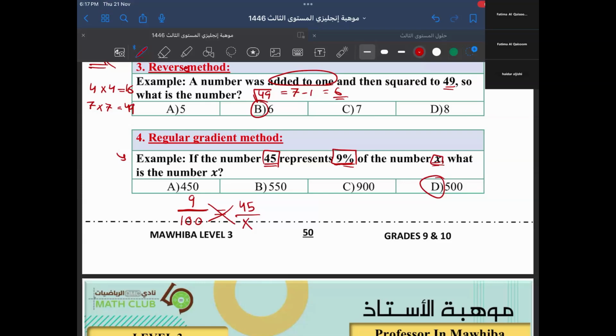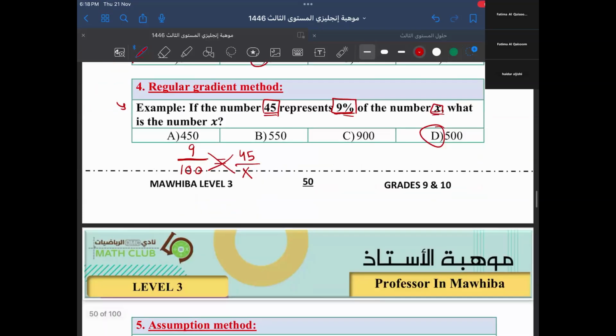Do you get it? Yes, thank you. You're welcome. Okay, so is it clear? Anyone wants me to further explain? Okay. Yalla. Question 5.